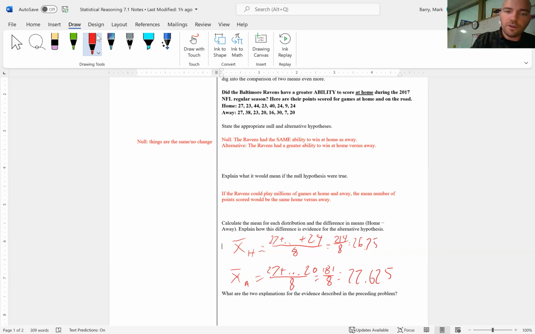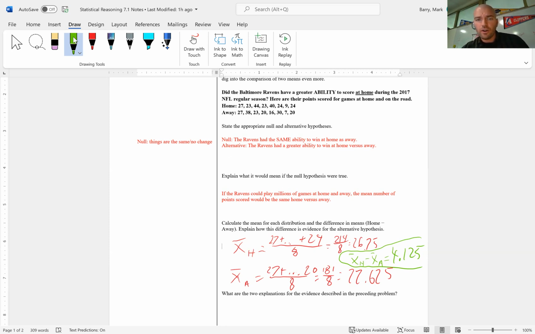All right. And then we'll go ahead and find the difference here. I'm kind of out of space, so let me just use a different color. If I do the mean of the home games minus the mean of the away games, I'm just going to subtract those two values. So 26.75 minus 22.625 gives me 4.125. So that's a very important number there. I'm going to go ahead and box that up because we will be using that later. I need to know the difference in means.